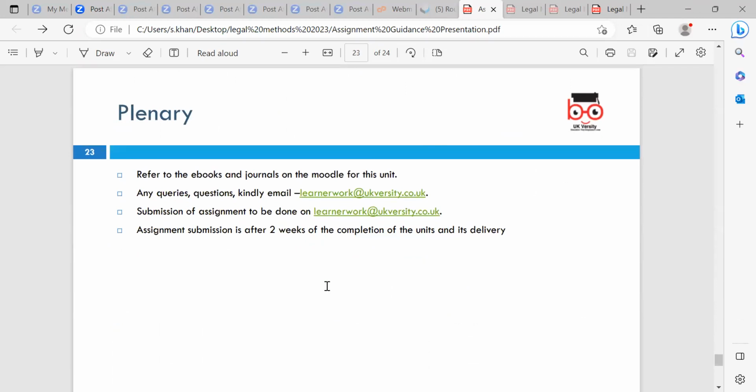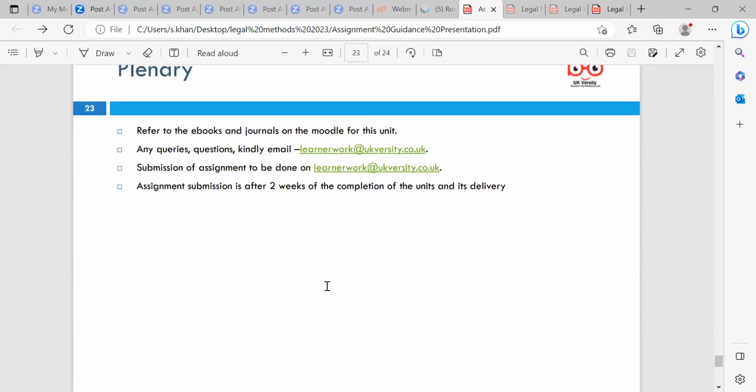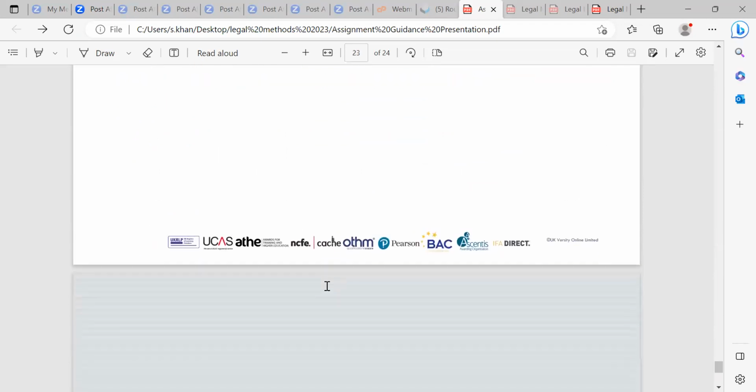So plenary is referred to the ebooks and journals on Moodle for this unit. Any inquiries, kindly email learnerwork@ukvarsity.co.uk. Submission of assignment to be done on learnerwork@ukvarsity.co.uk. And assignment submission is after 2 weeks of completion of this unit and its delivery.